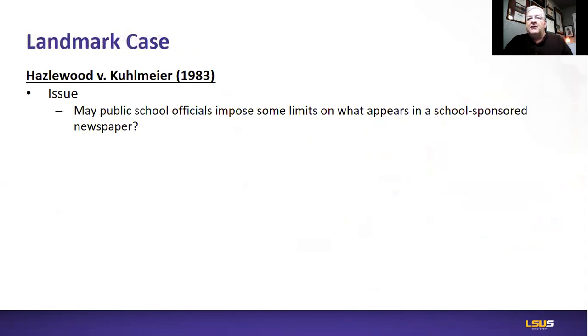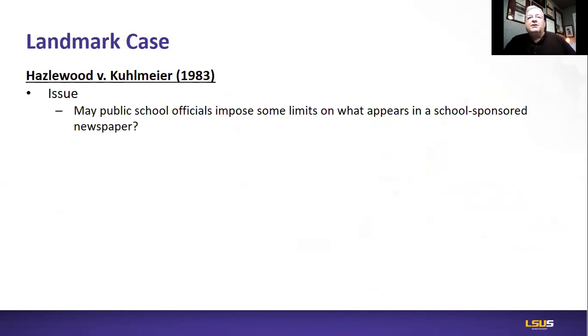In 1983, there were a couple of stories that he objected to, and he decided he didn't want them published. One story was about teenage pregnancy, another about divorce. The principal was concerned that although some of the students had been assigned pseudonyms, it still might be possible for some of the other students in the school to guess their identities. So he felt like it would be problematic.